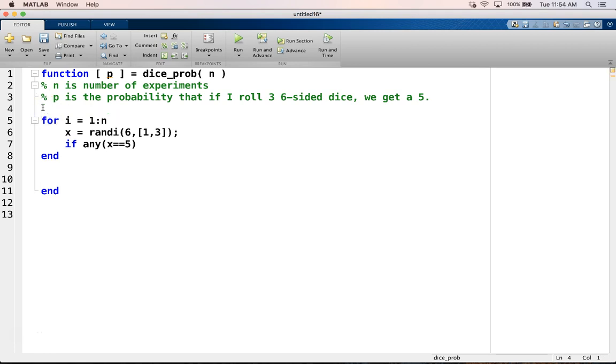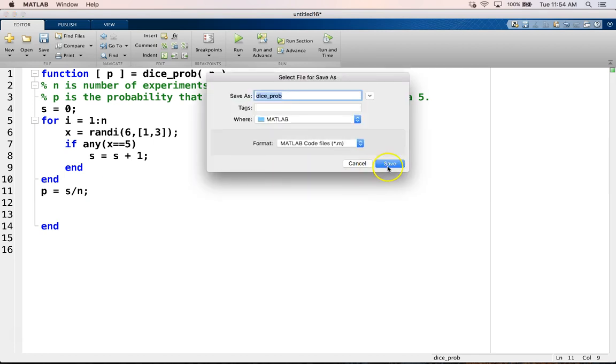So let's go up here and let's say s for success. How many successes have we had? Now it's 0. And if I get a 5 in this specific experiment, then I do s equals s plus 1. And then what's the outcome going to be? It's going to be the probability, which is number of successes divided by number of experiments, which in this case is n. So let me save it.